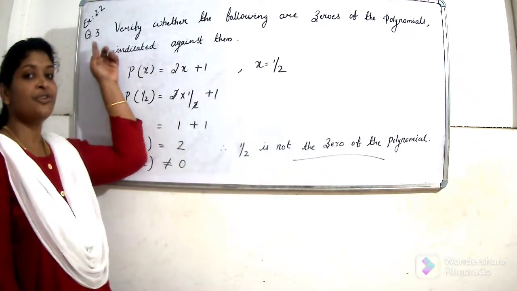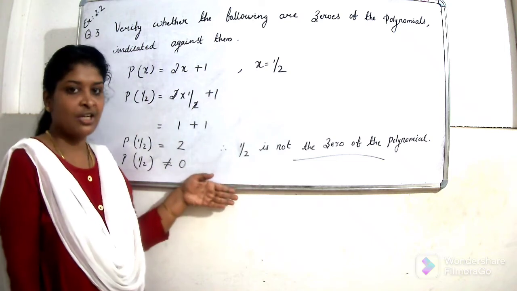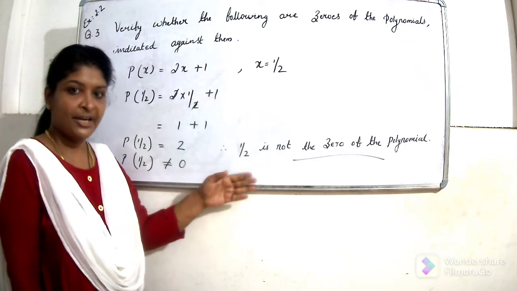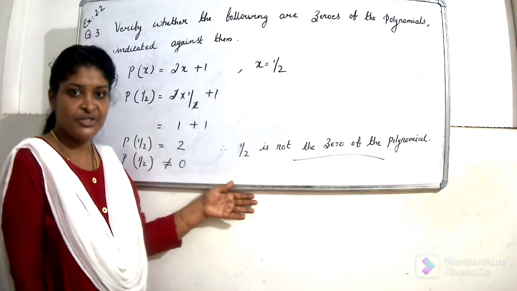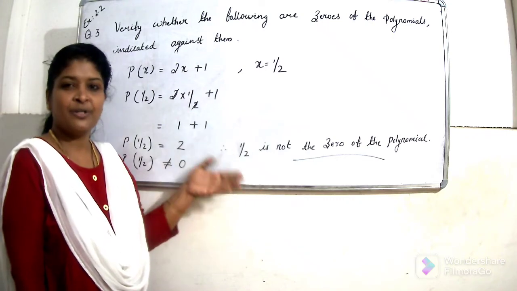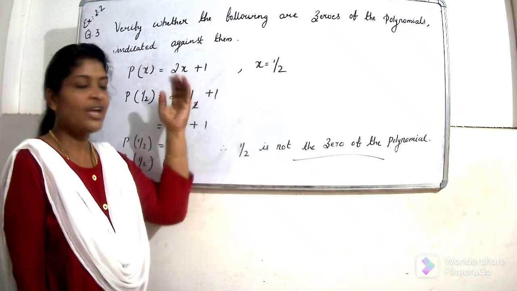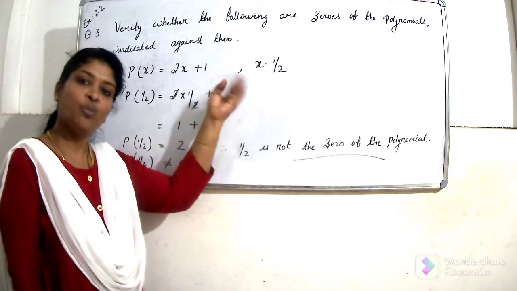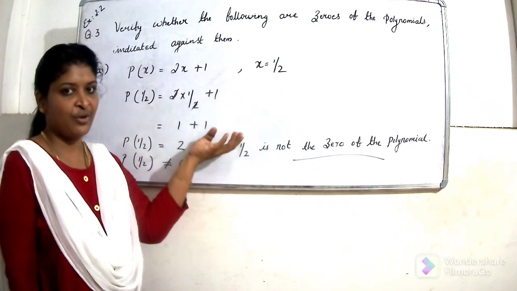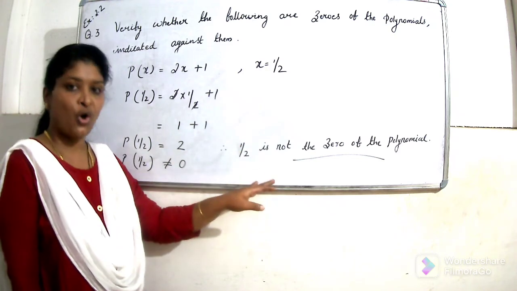In question number 3, a total of 8 subdivisions are there. All the solutions I have done here. I hope you understood. This is a very easy type of question. We have to just verify: the question gives the value we have to substitute, both are given, we have to verify only. Okay, I hope you all understood.